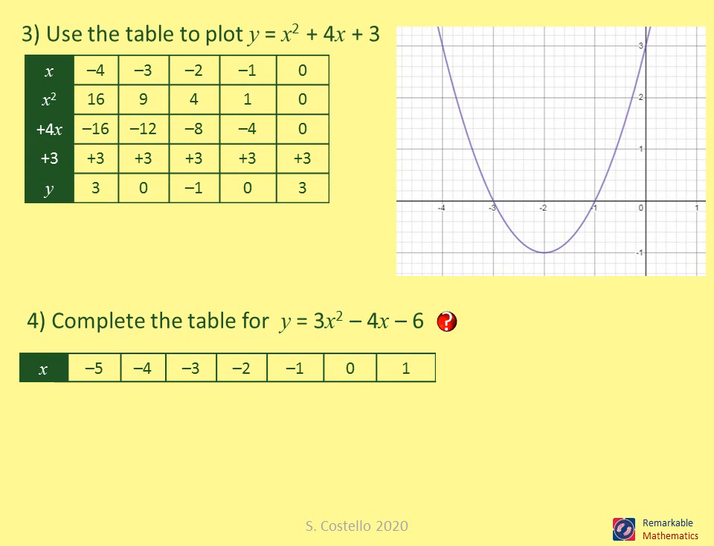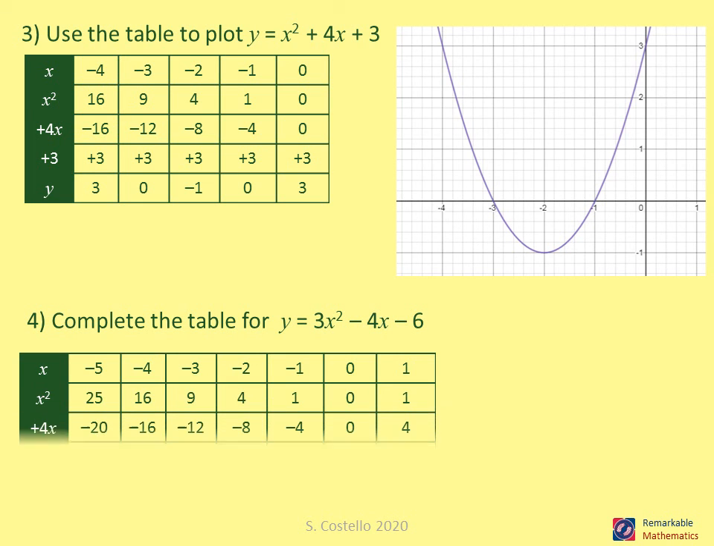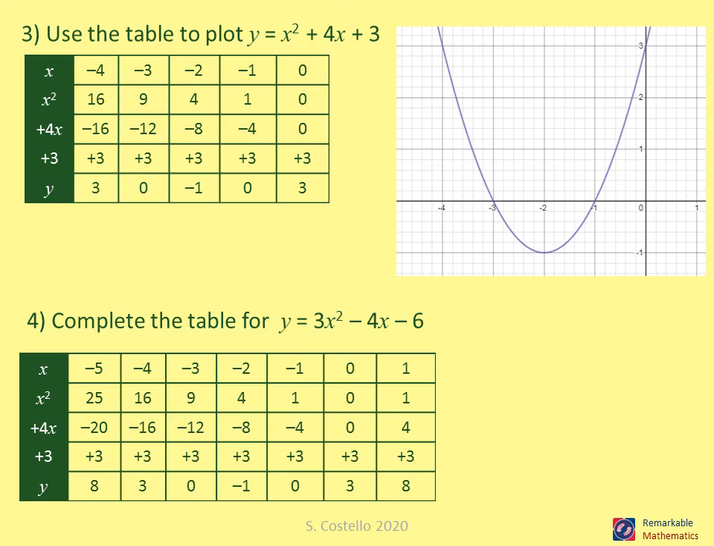So there's the table of values, and your graph should look something like that. And for question 4, there's your table of values. Hopefully you've all got the same.